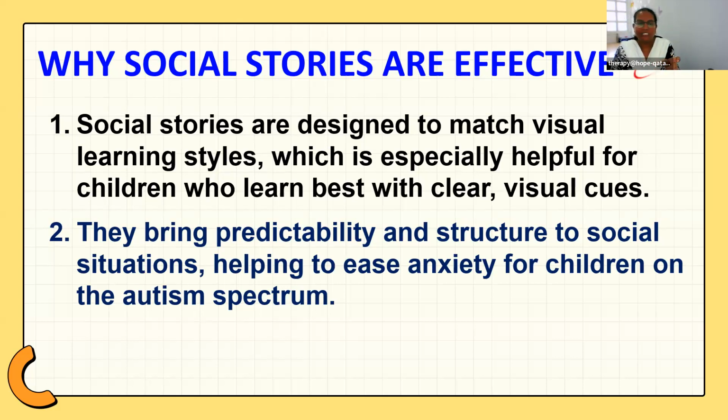So you will initially be giving cues to the child. So now you have gone to the supermarket. What you have to do? You have to take the basket. After taking the basket, what you have to do? So you are prompting the child. Every time the child is performing it, you are appreciating the child. And they bring structure to social situations, helping to ease anxiety for children on the autism spectrum.